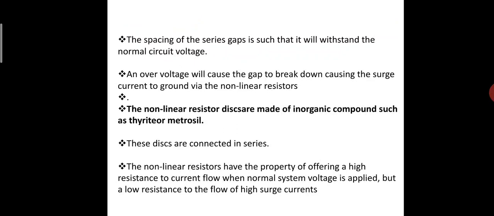The spacing of the series gap is such that it will withstand the normal circuit voltage, and overvoltage will cause the gap to break down, causing the surge current to go to ground via the non-linear resistor.